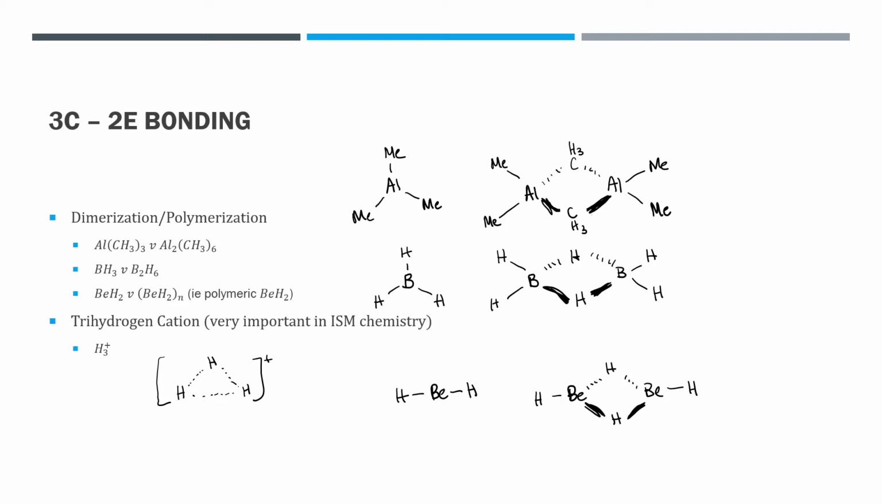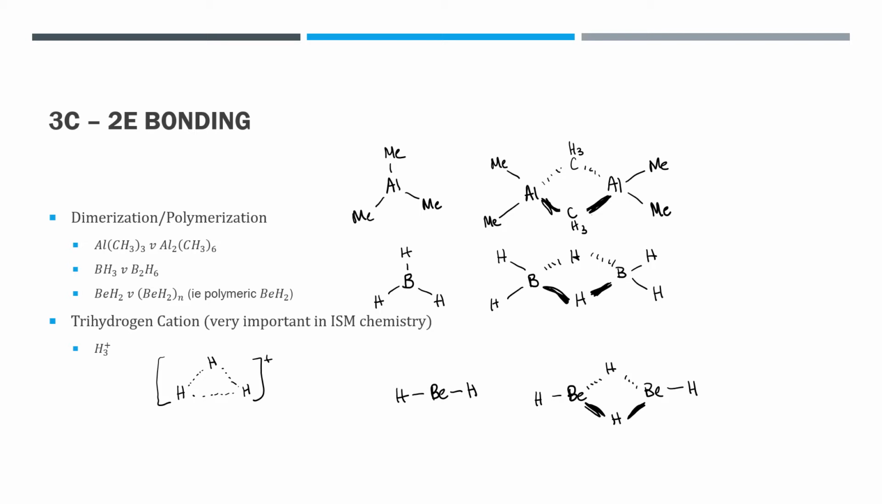Okay, so I've just given a bunch of examples here. If we look at dimerization and polymerization, right? These are 2 key examples that have this 3-center 2-electron bonding. And it only usually happens with our weird elements, with our borons, with our aluminums, with our berylliums, right? These are sort of the weird elements that have kind of funky bonding in general. So let's just look at these examples.